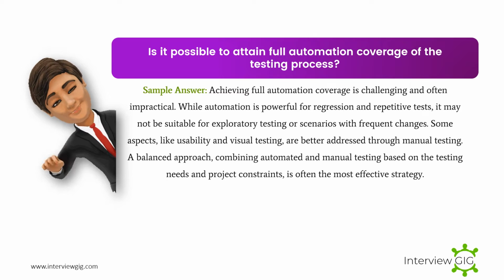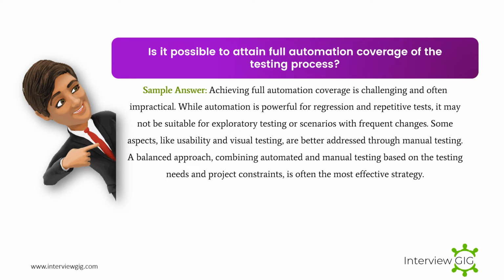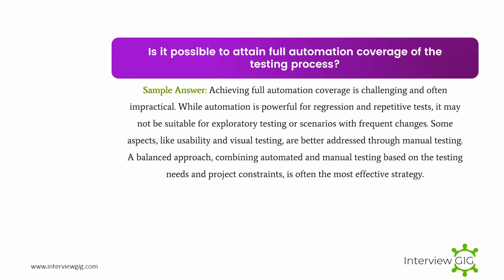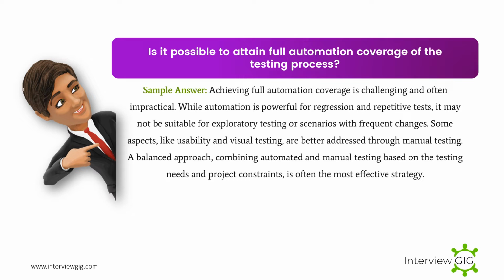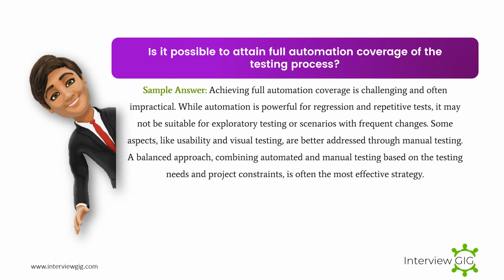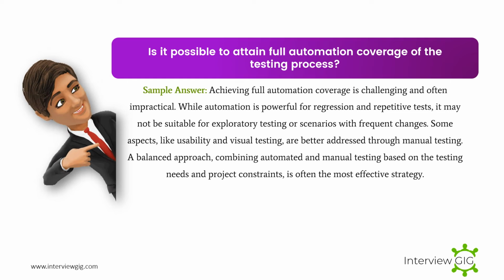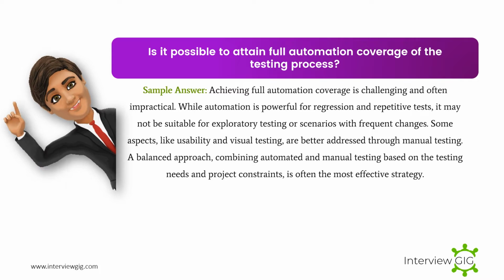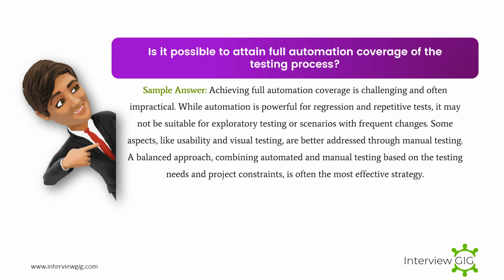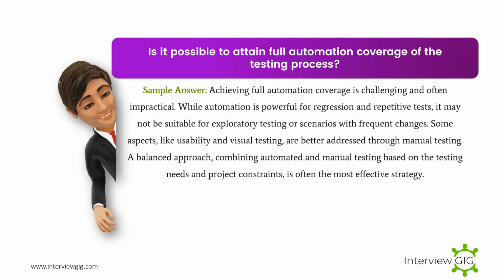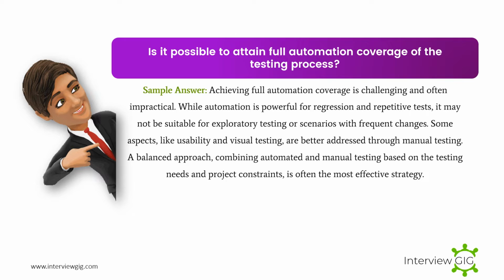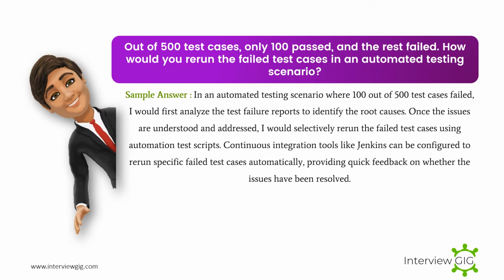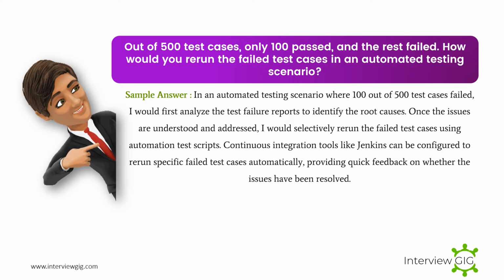Is it possible to attain full automation coverage of the testing process? Achieving full automation coverage is challenging and often impractical. While automation is powerful for regression and repetitive tests, it may not be suitable for exploratory testing or scenarios with frequent changes. Some aspects, like usability and visual testing, are better addressed through manual testing. A balanced approach, combining automated and manual testing based on the testing needs and project constraints, is often the most effective strategy.